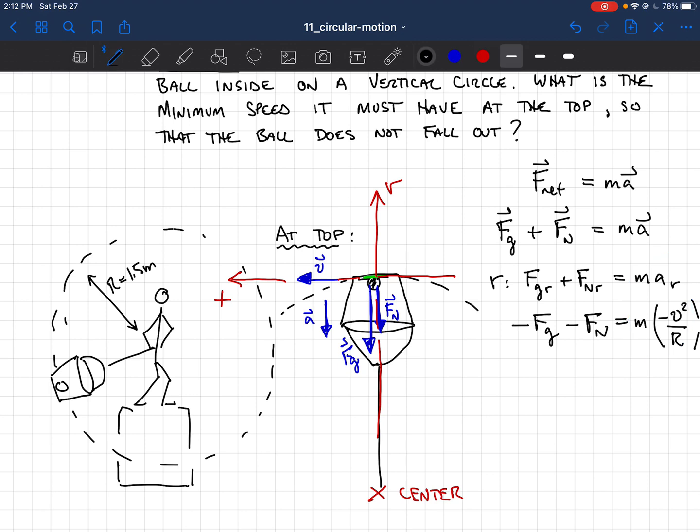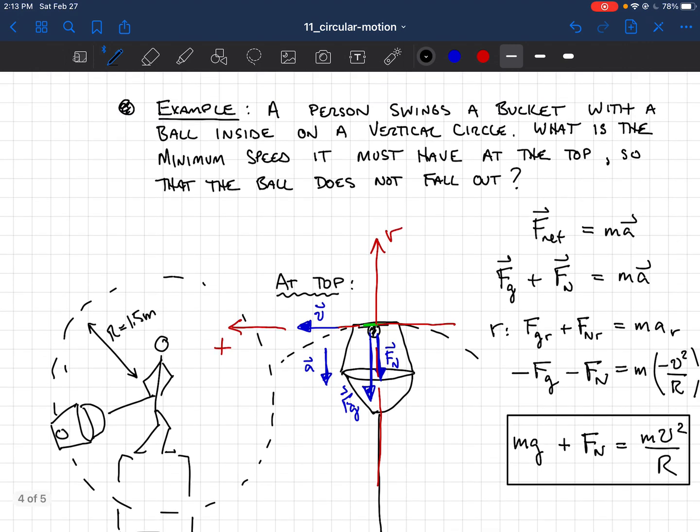So this equation becomes, if I multiply through by minus 1, mg plus Fn is equal to mv squared over R. That's my boxed equation. And let's try and figure out what we want from that. What's the question that was asked? It says, what's the minimum speed that the bucket and ball have to have such that the ball doesn't fall out? Well, how does the speed change here?